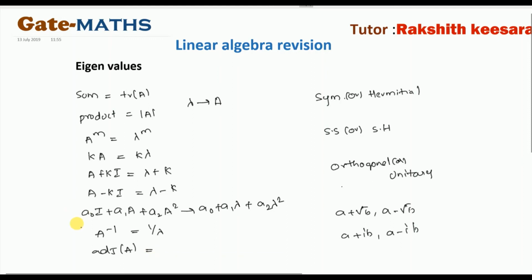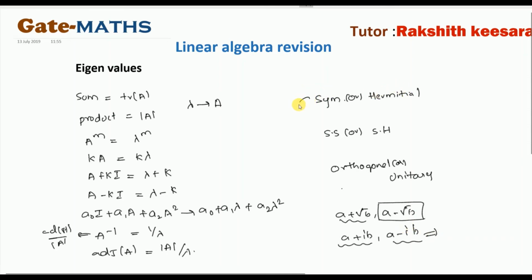For adjoint A, see A inverse will be equal to adjoint A by det A. This det A will go here. For adjoint A, it will be equal to det A by lambda. And if a plus root b is an eigenvalue, then a minus root b should also be an eigenvalue. If a plus ib is an eigenvalue, then a minus ib should also be an eigenvalue. And these three properties are very important properties. These three properties you should learn by heart. They can be directly asked for 1 mark in some PSU exam.